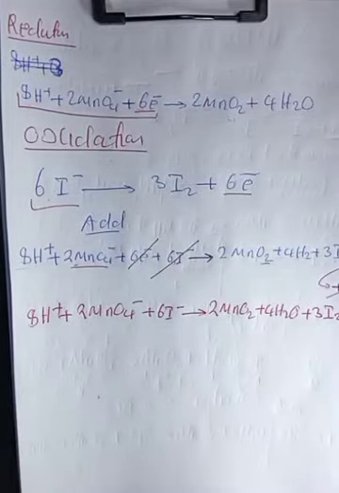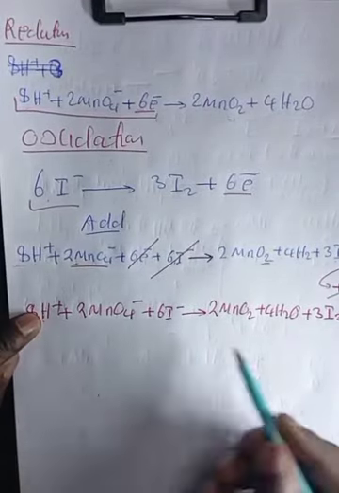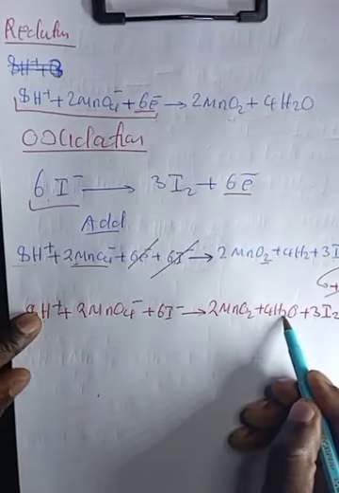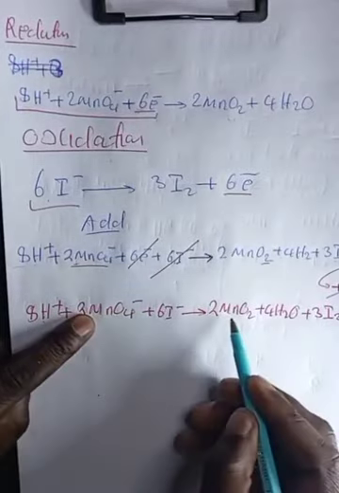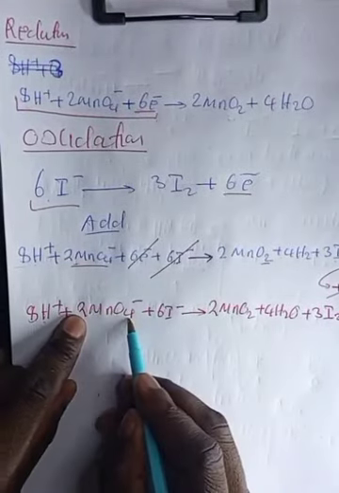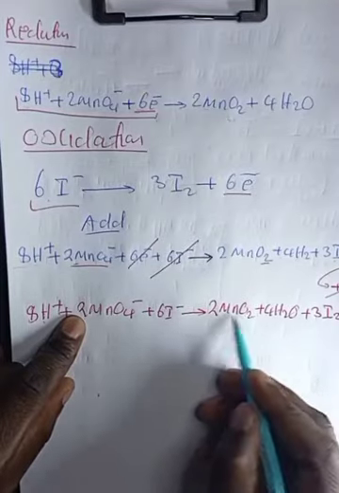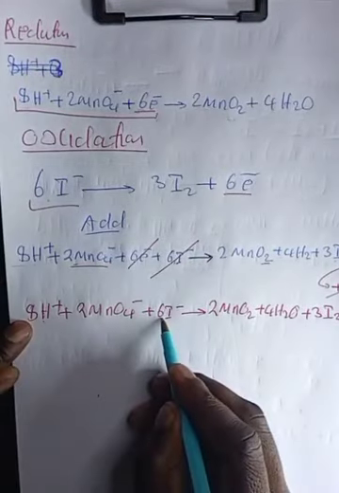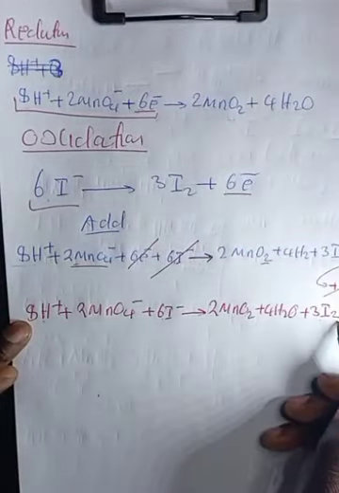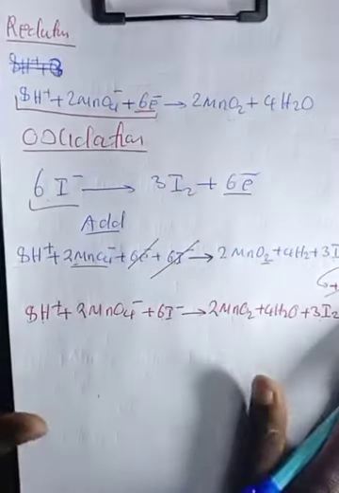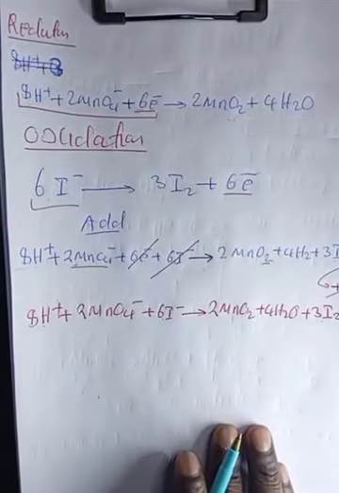So now we have to confirm if everything is okay. 8 hydrogen, 4 times 2, 8 hydrogen. 2 manganese, 2 manganese. 8 oxygen: 4 here plus these 2 plus 4 here, 8 oxygen, all right. 6 iodine, 6 iodine. We don't have electrons, so electrons should never be there.